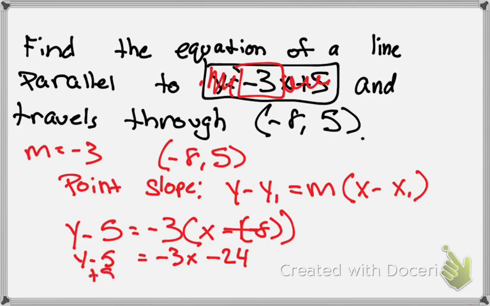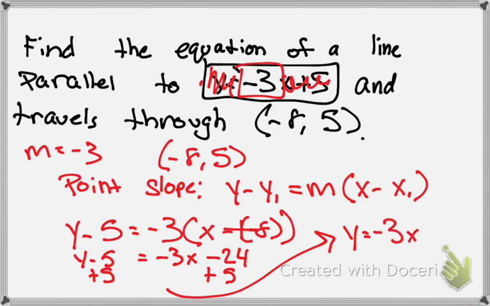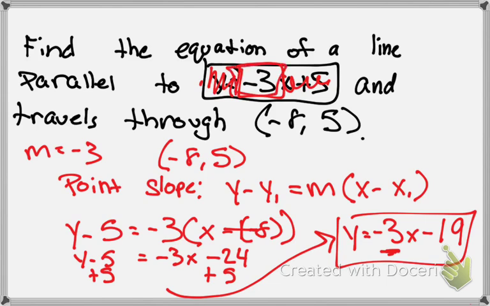I'm going to make sure to add 5 to both sides. So then when I simplify all the way down, I'm left with y on the left equals negative 3x for slope minus 19. So as we can see, the slope here matches our slope up here, which means this line is parallel, even though our y-intercept is different. So even on a graph, these lines will never, ever, ever touch.